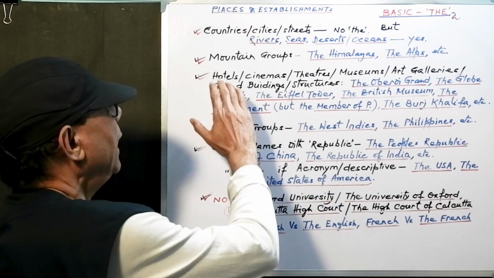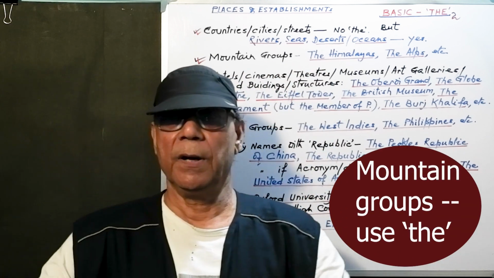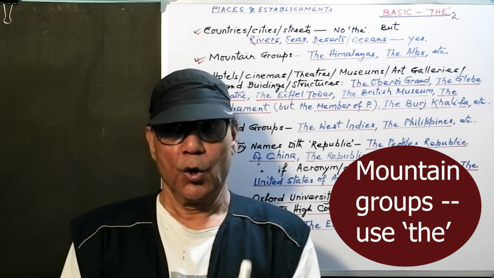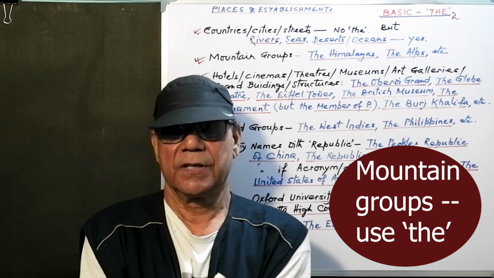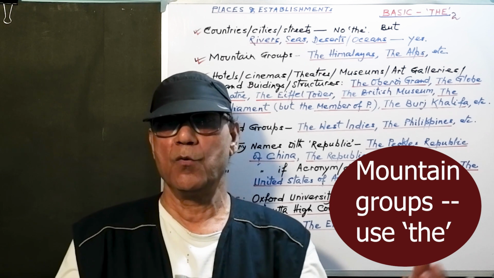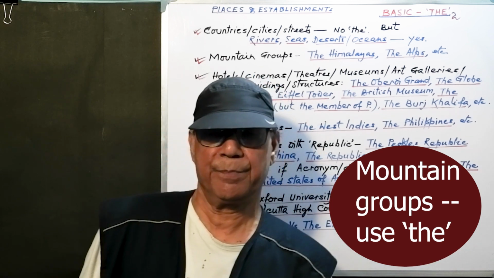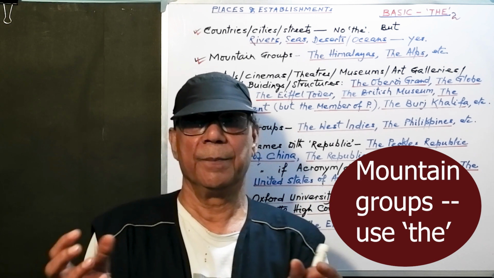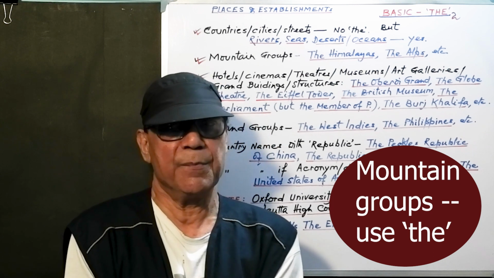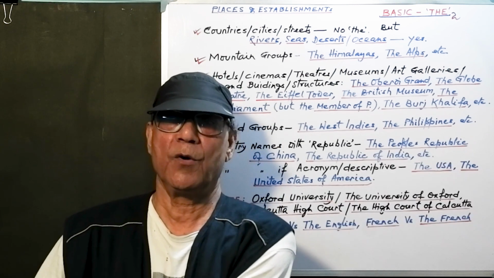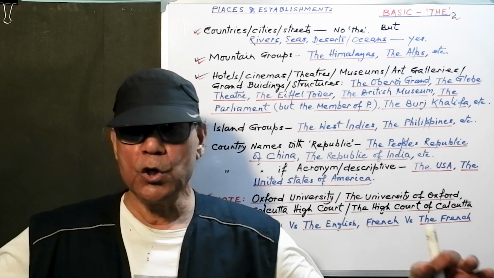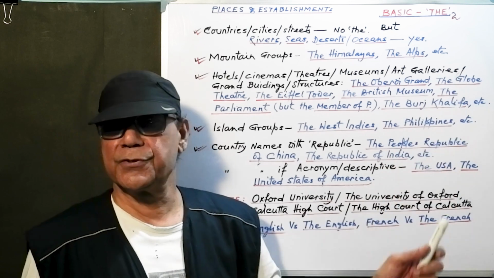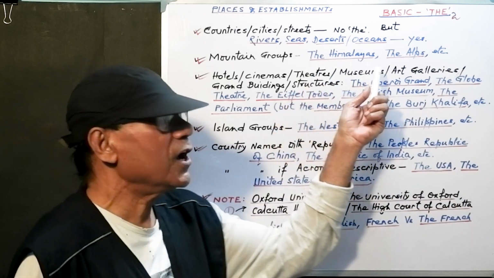Next one, mountain groups. The Himalayas, the Alps. When we say Himalayas, it's a group of mountains coming together as a name. So Alps is also a group of mountains coming together as a name. There are many mountains, small mountains, big mountains, but all together the range is the Alps. The range is the Himalayas.